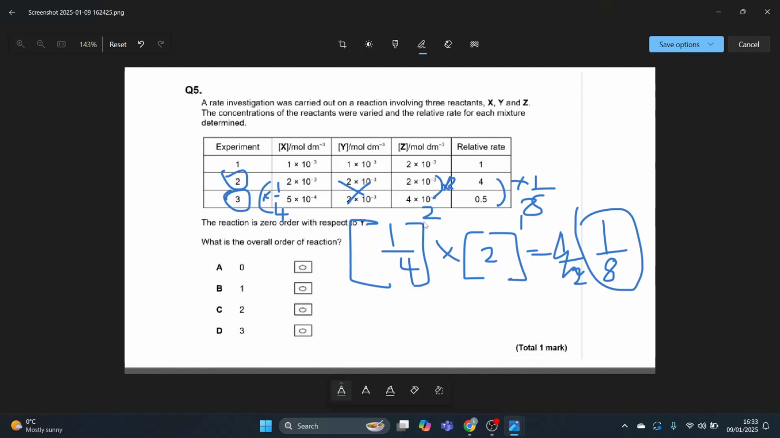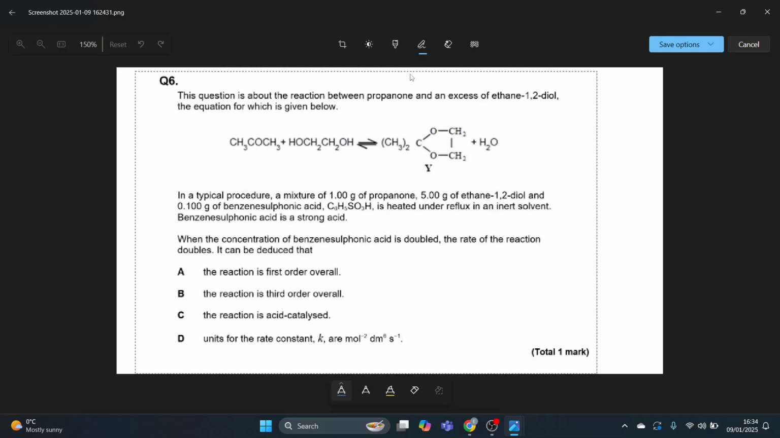You need a square term and a 1 term. So therefore, the overall order of reaction is just going to be 2 plus 1, which is 3. So the answer is D. A bit tricky, definitely a bit of a tricky question.